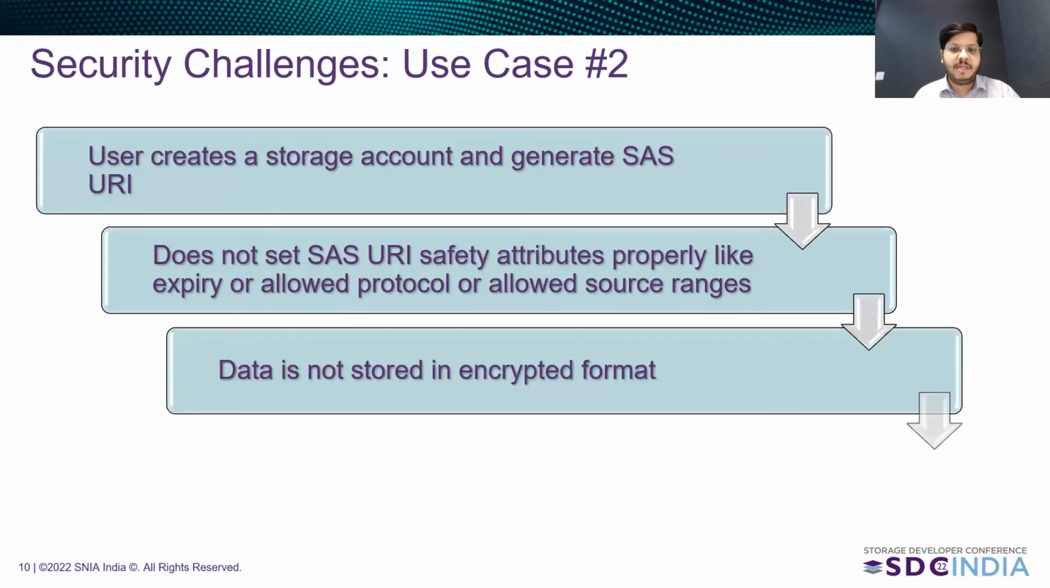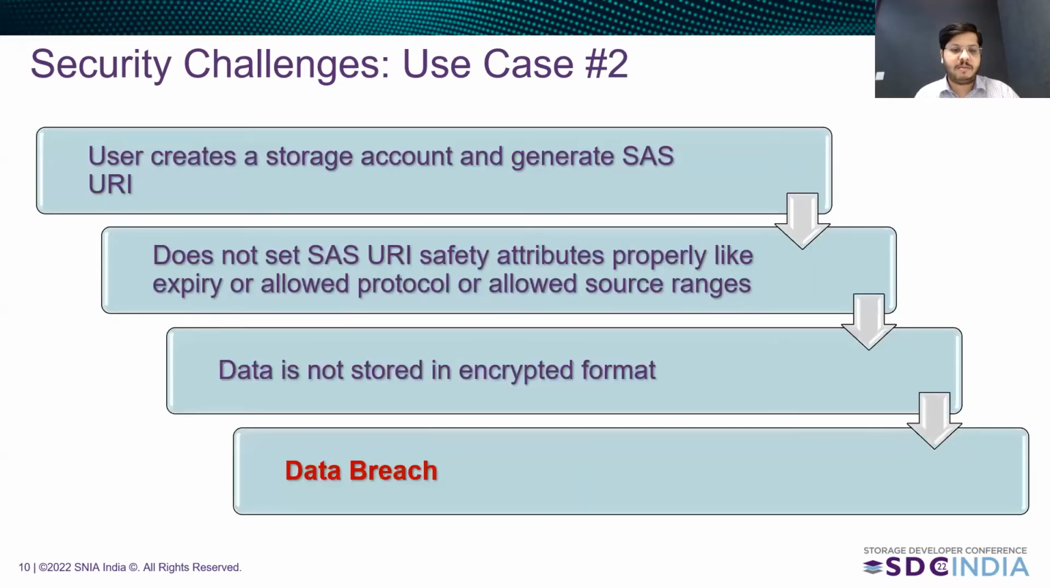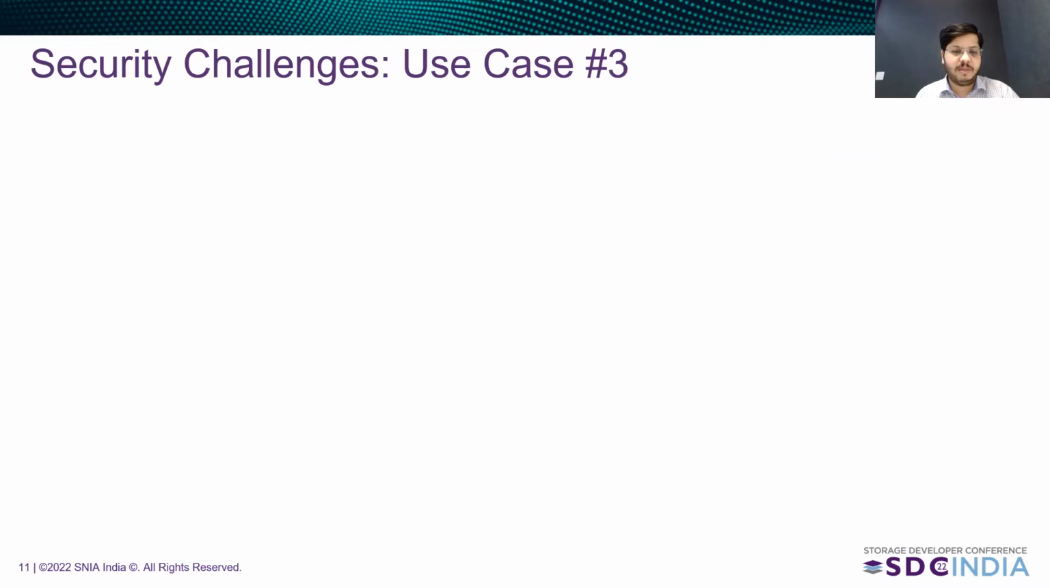The second use case is for data security, where the user creates a storage account and generates a SaaS URI. For that SaaS URI, the user does not set the proper attributes like expiry, allowed protocol or allowed source ranges. Also, the data is not stored in an encrypted format. This is an example of a data breach.